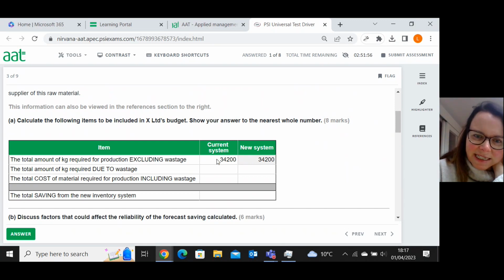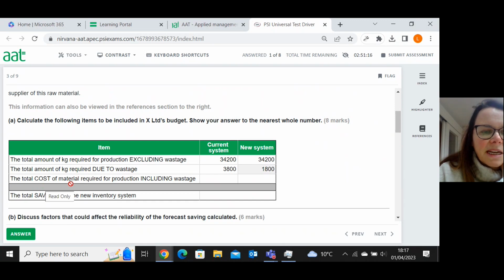So for the current system, that 34,200 represents 90% because there's going to be 10% waste. So to get to the waste, I need to do 34,200 divide by 90 and multiply by 10. Whereas with the new system, the 34,200 represents 95%. So I'm going to do 34,200 divide by 95 and then times by the 5 because I want 5%. So that comes to 1,800.